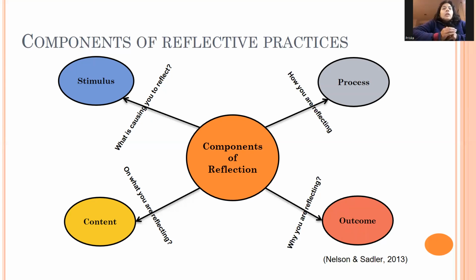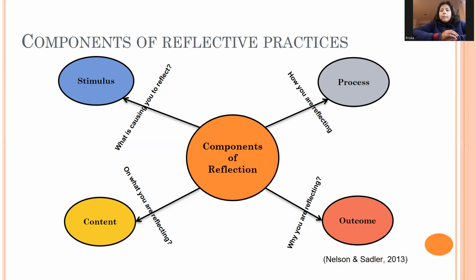Schon even identified a cycle where we need to identify the problem, then reframe it, then experiment, and then work towards the solution of the problem. The final component is the outcome. Why you are reflecting. We need to answer this question because reflection is the process by which we can bring about change in our existing practice. So this needs to be identified.